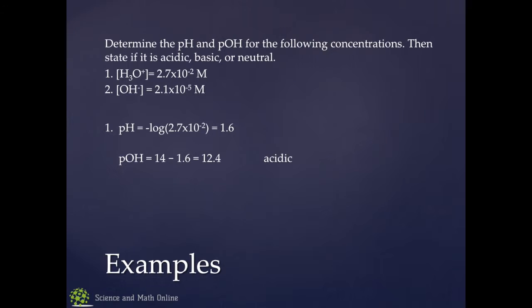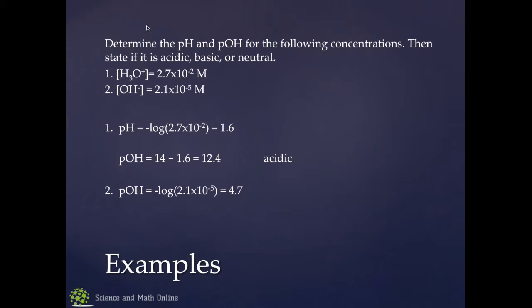All right, given the hydroxide, you could convert hydroxide to hydronium. You could do this times hydronium gives you 1 times 10 to the negative 14. In this situation, I wouldn't do that. I would just simply find the pOH and then find the pH.